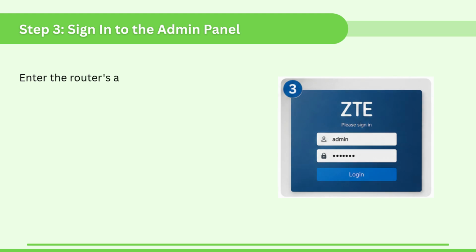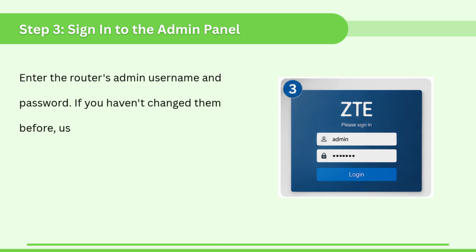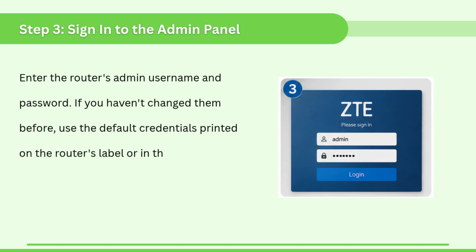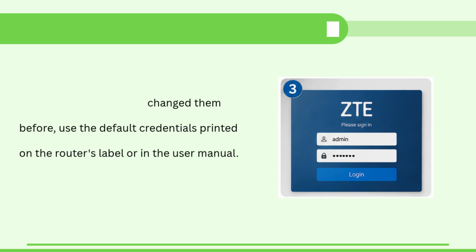Step 3. Sign in to the admin panel. Enter the router's admin username and password. If you haven't changed them before, use the default credentials printed on the router's label or in the user manual.